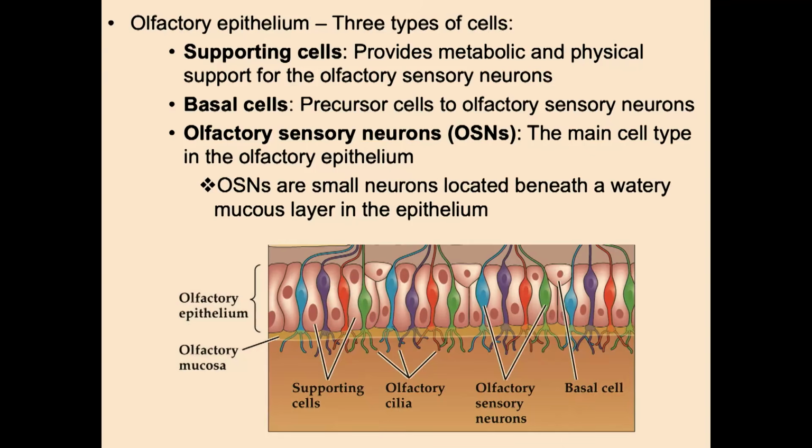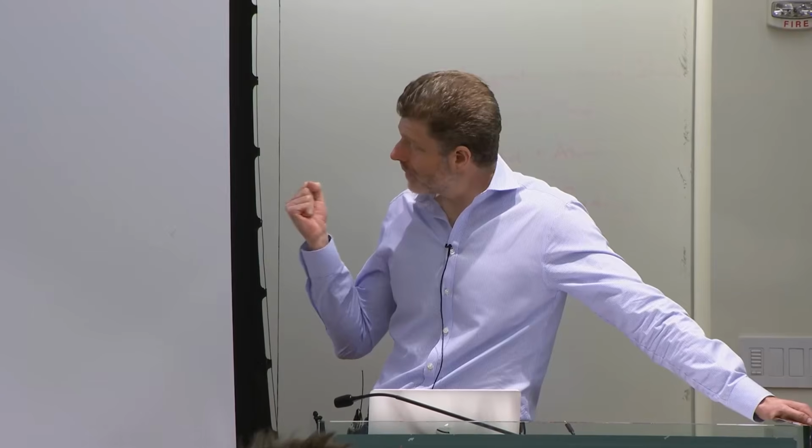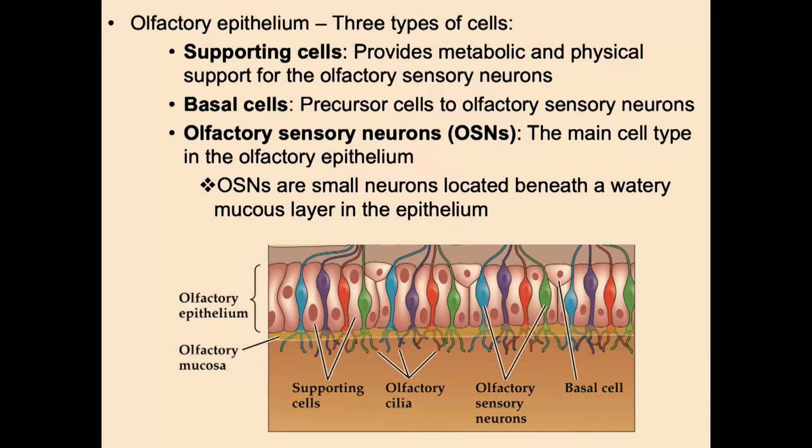All right, so there are three types of cells in the olfactory epithelium. There are supporting cells that provide metabolic and physical support for the olfactory sensory neurons. There are basal cells, which are precursor cells to olfactory sensory neurons. So the olfactory sensory neurons are constantly regenerating themselves. And there are the olfactory sensory neurons themselves.